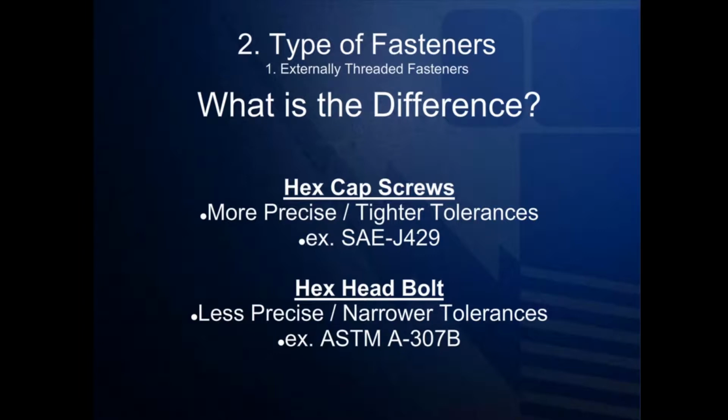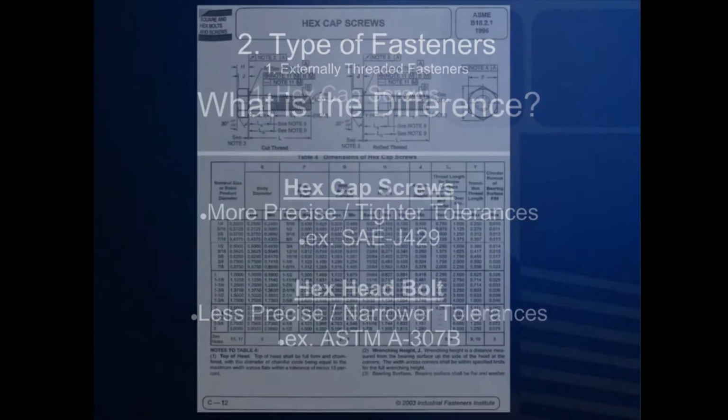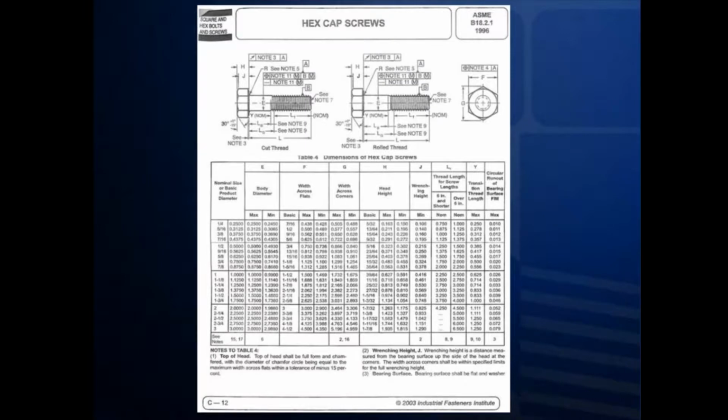Like in the construction industry, SAE J429 is the spec that covers grade 2, grade 5, and grade 8 hex head cap screws, whereas ASTM A307 is a common hex head bolt specification. Here you'll see the IFI, which is the Industrial Fasteners Institute, summary for hex head cap screws. As you can see, it references ASME standard B18.2.1 in the top right, which is actually the spec that covers the many dimensions required for both hex cap screws and hex head bolts.